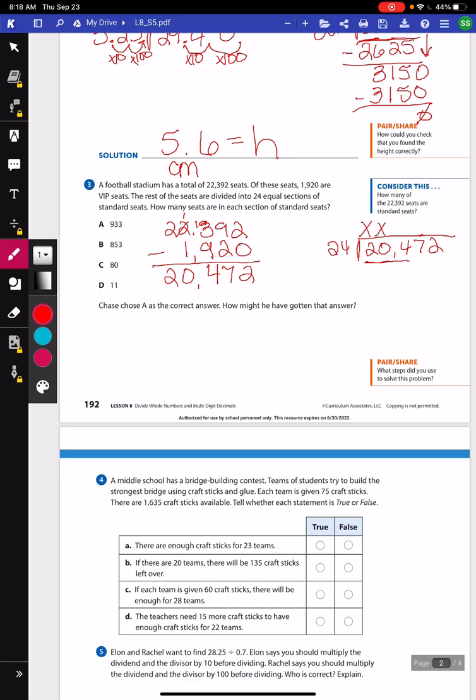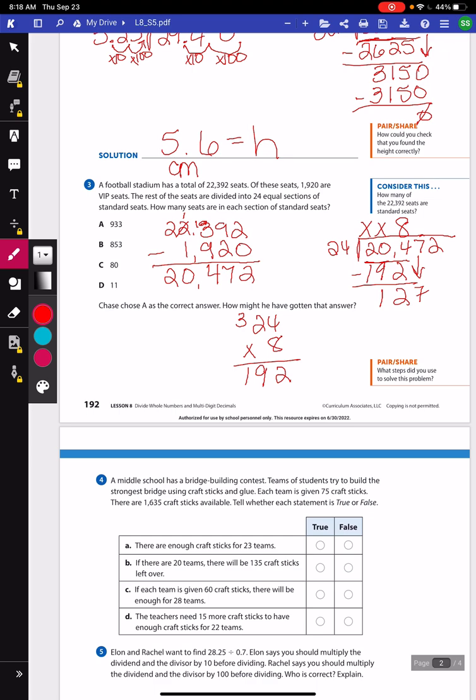Let's see. Let's try 24 times 8. 8 times 4, 32. Keep my 2, carry the 3. Times 2 is 16, plus 3 is 19. All right. So 24 can go into 204 8 times. 8 times 24, we said is 192. I'm going to subtract. 4 minus 2 is 2. 20 minus 19 is 1, so I get 12. Bring down my 7. 24 can go into 127 how many times?